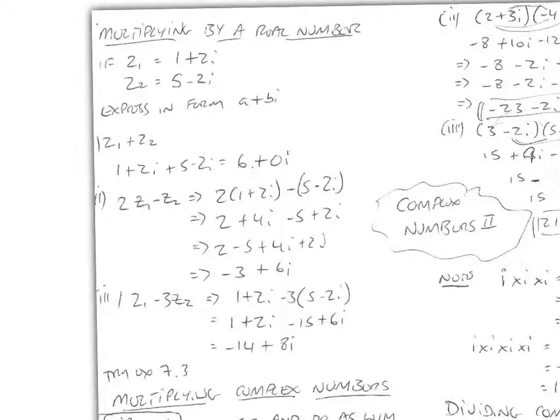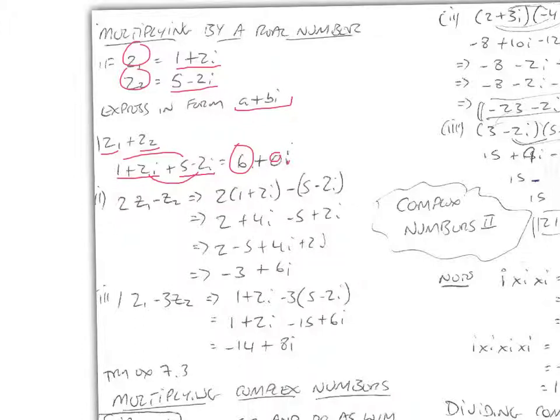Okay, so let's look at multiplying a complex number by a real number. For example, if we have the complex number z1 = 1 plus 2i and another complex number z2 equal to 5 minus 2i, let's express in the form a plus bi, first of all, the complex number z1 plus z2. So that's 1 plus 2i plus 5 minus 2i. If we add the real parts, 1 plus 5 is 6, and the imaginary parts, 2 minus 2 is 0i.